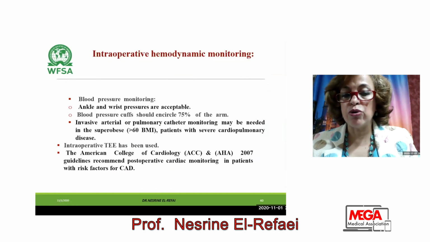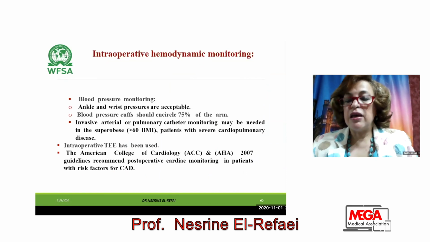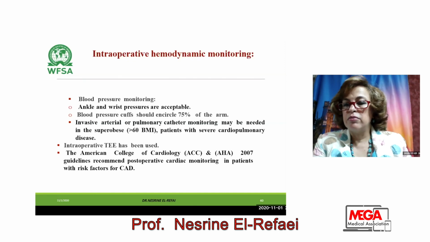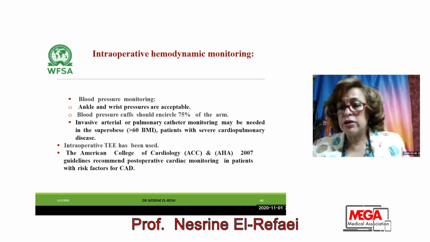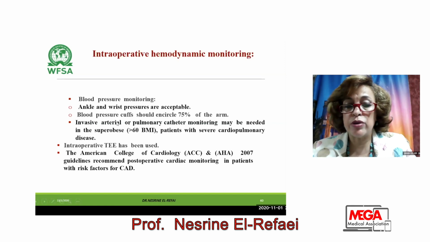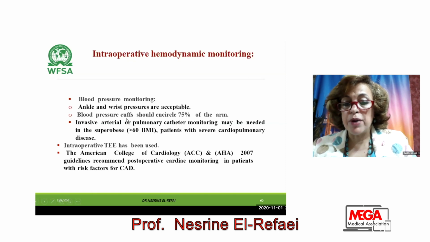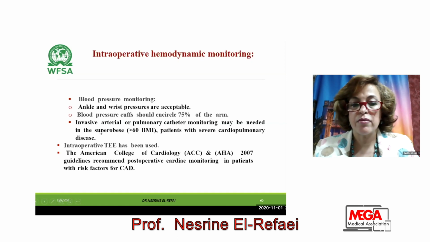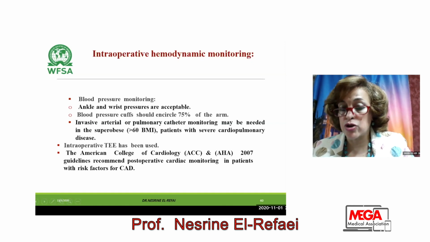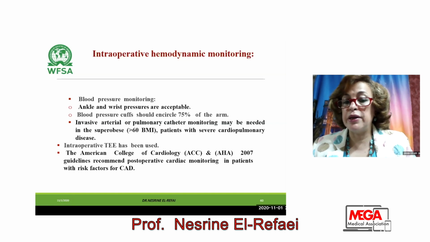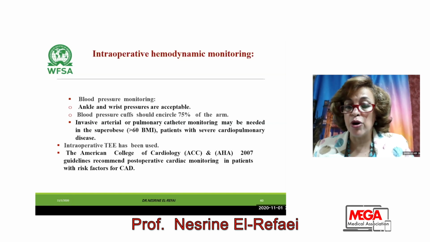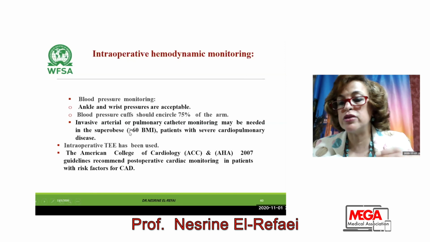Intraoperative hemodynamic monitoring starts with blood pressure. If it's not feasible and you don't have a very large cuff and you can't place the cuff on the arm, it's okay to measure it around the ankle or the wrist or forearm. And the blood pressure cuff intraoperatively should encircle 75% of the arm. Or use invasive arterial pressure, and sometimes in high-risk patients you may need pulmonary catheter monitoring, especially in the super obese patient more than 60 BMI, or patient with severe cardiopulmonary disease.